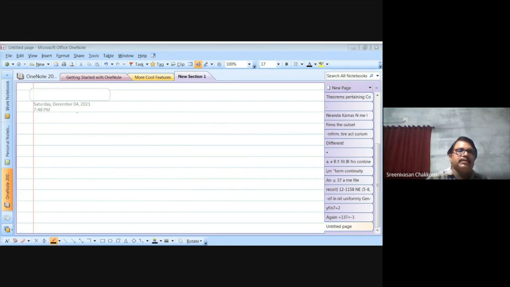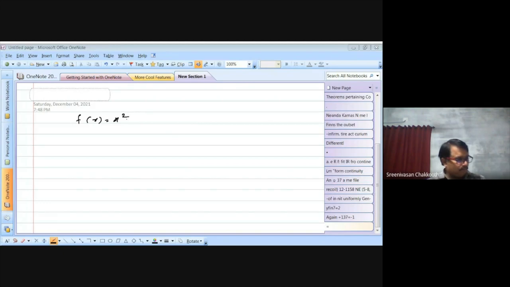Another example is the simple polynomial function f of x equal to x squared. You know that being a polynomial, it is continuous on the entire real line. We don't have to prove it, in fact.